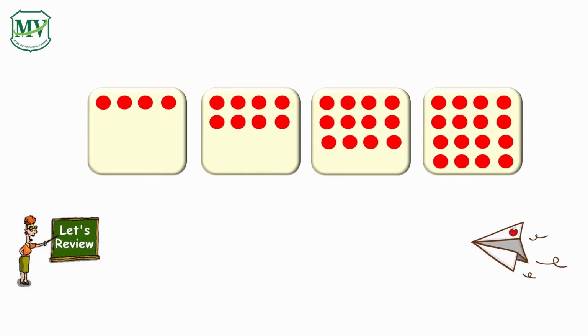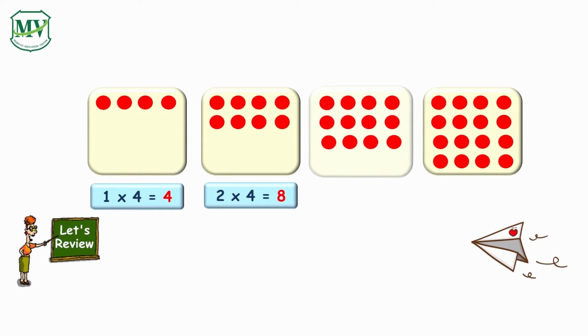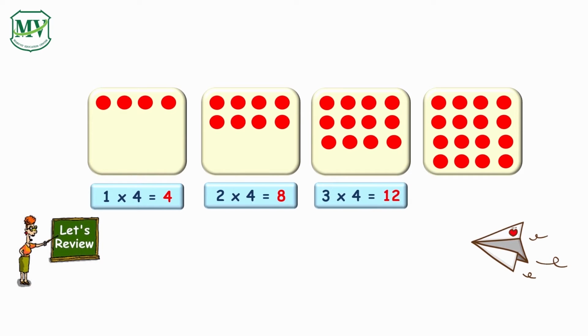In the first box, how many dots are there? You're right, there are 4 dots. In the second box, how many dots are there? You're fast, there are 8 dots. In the third box, how many dots are there? Yes, there are 12 dots. How about the last box? How many dots are there? Good job! There are 16 dots.